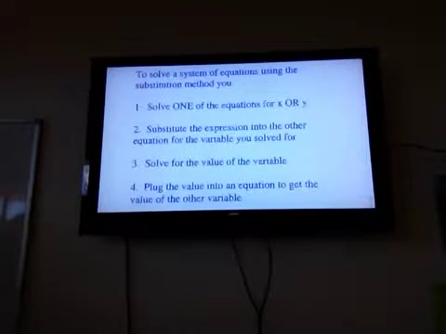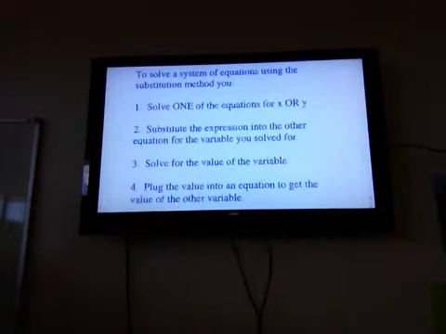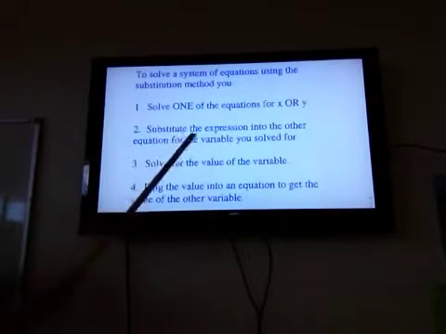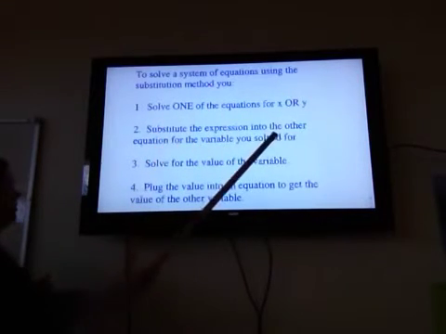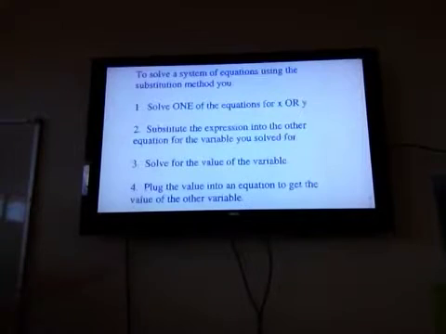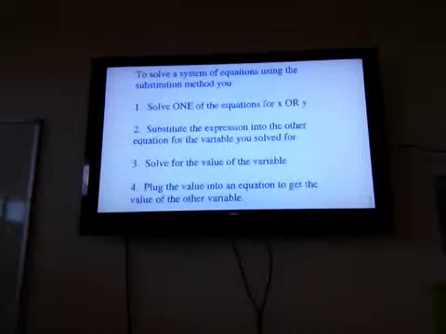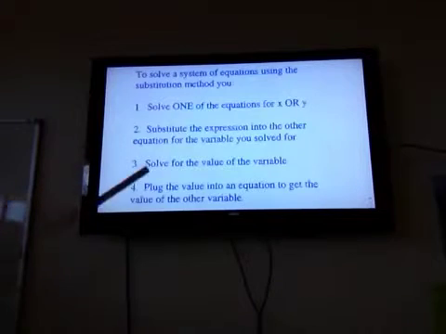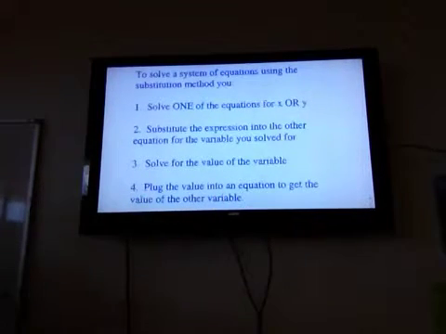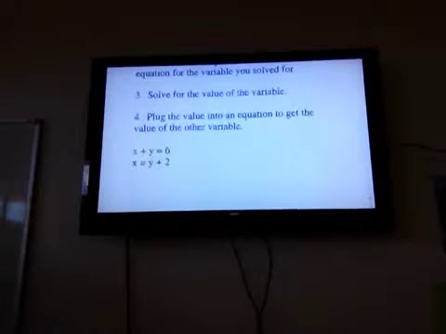Okay? Then we're going to substitute. By substitute, I mean literally like in a sporting event. Something is going to come out, something else is going to go in. We're going to substitute that expression into the other equation for the variable you solved for. Here, we should get a simple equation that I'm going to solve, because we should know how to solve it really well from everything we've done this year. And then lastly, we're going to plug that value in to get the other value, the x or y, whichever one we didn't use. Okay? All right, so example 1.